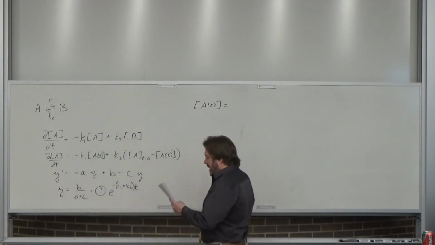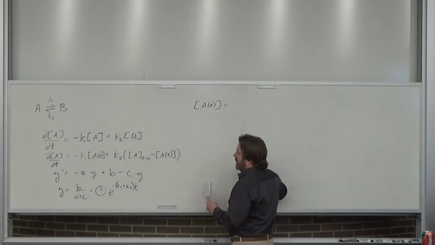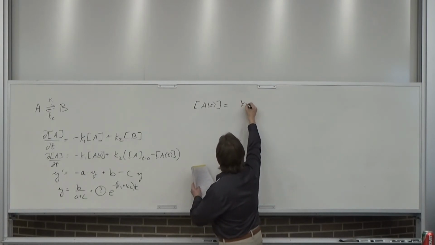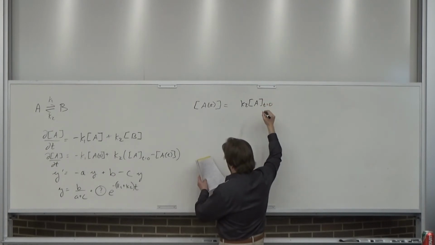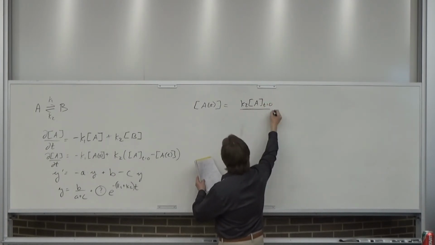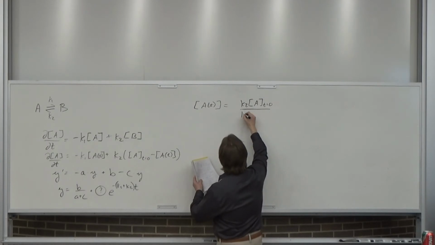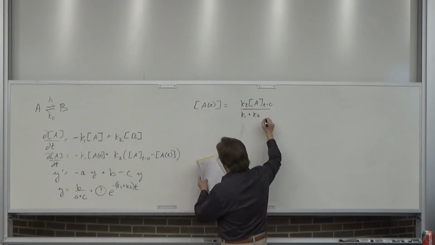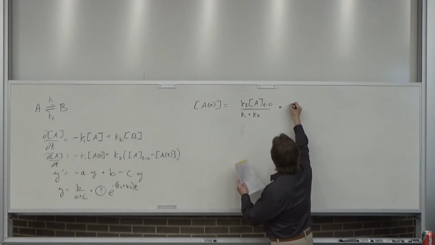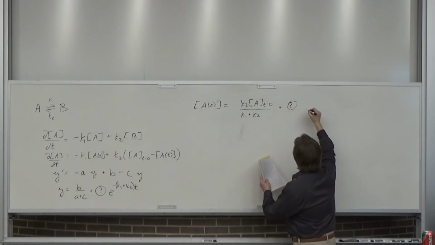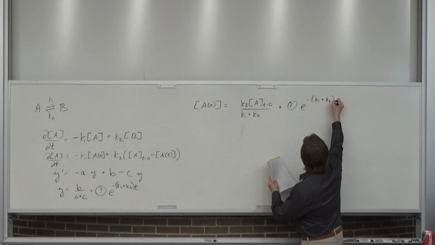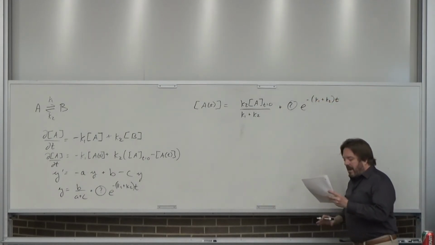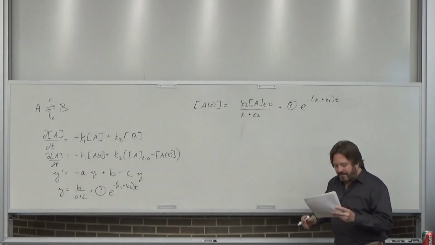Y is equal to B is, of course, K2 A at time 0, and over A plus C, that's K1 plus K2, plus, again, question mark, e to the minus 1 plus K2. Okay. So now our job is to figure out the question mark.